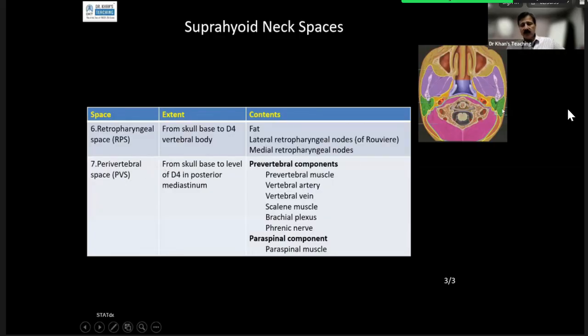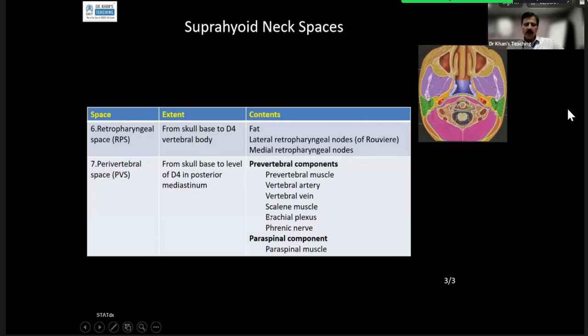Now, please remember that the vertebral body, the bone itself, we don't consider it part of the soft tissue neck. That is spine, right? So the soft tissues are divided into prevertebral component and paraspinal component. So the prevertebral component include prevertebral muscle. This is the prevertebral muscle where I'm pointing out, and the vertebral artery, the vertebral vein, the scalene muscles, brachial plexus, phrenic nerve. And paraspinal muscles are these muscles, this and this.